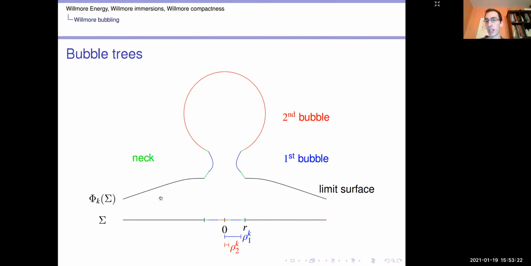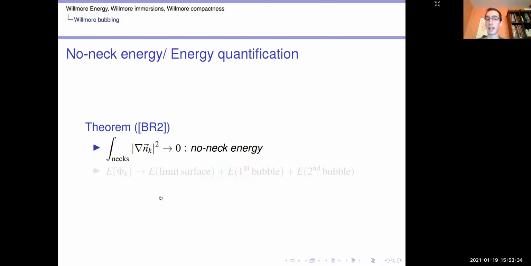So this vocabulary of bubble tree, neck, and limit surface is classical in all concentration compactness problems as formulated by Sacks-Uhlenbeck. So far, this is something which is rather classical. And classically, the very important result is that no energy is lost in the neck. So this means that I have an energy quantification.